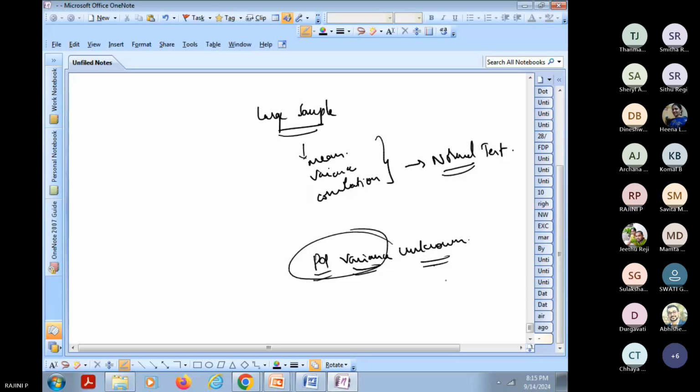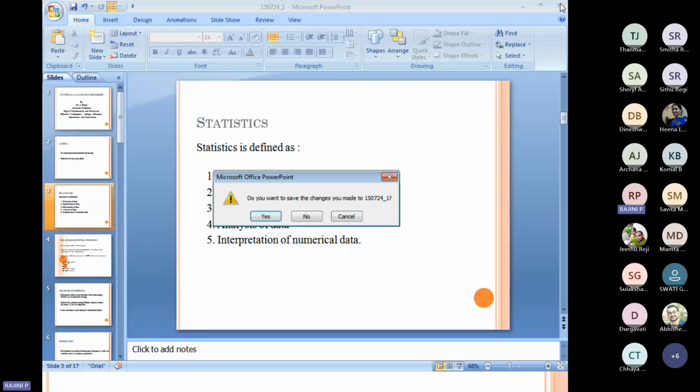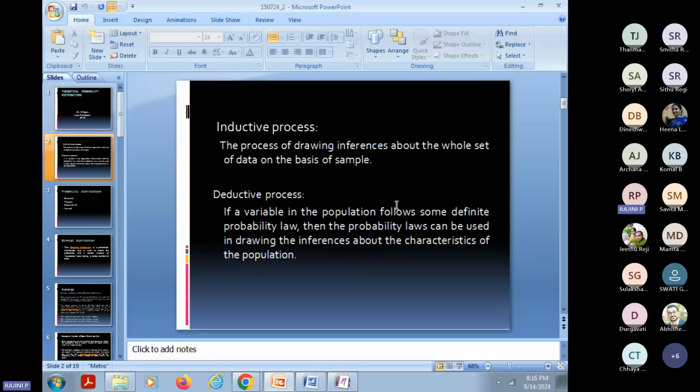Thank you. So what I have planned in the testing of hypothesis, that is done. And now we are moving to the probability distributions. Generally, always through the sample only we are giving the conclusion. No, it is not always, right? Based on the entire data also, we will be giving the conclusion, right?